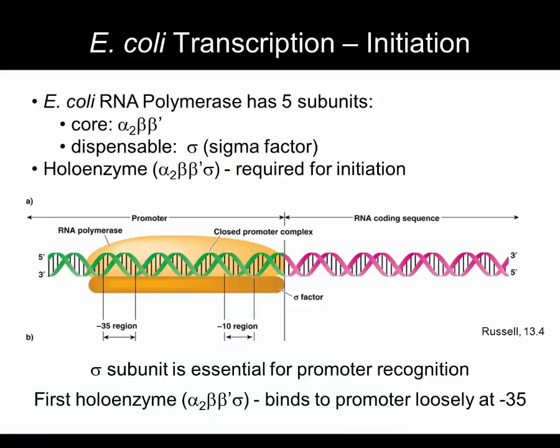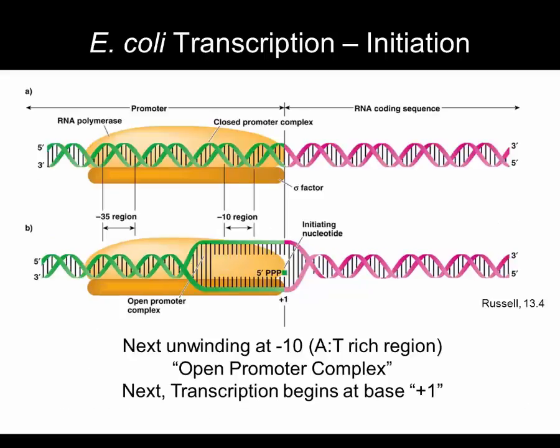So as the first step, we have the RNA polymerase binding to the promoter. This full complex, the core with the sigma factor, is called the holoenzyme. Now specifically, the sigma factor binds loosely to the -35 region of the promoter. Next, the DNA is unwound and separates starting at the -10 region. A helicase is not required for this. The spot where the DNA strands separate, which resembles a replication fork, is called an open promoter complex.